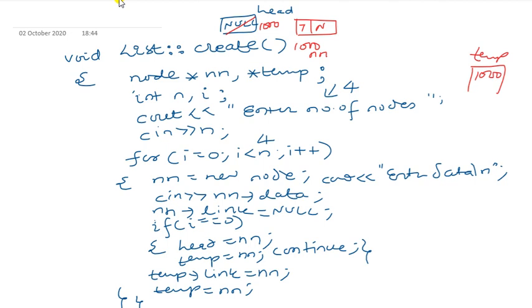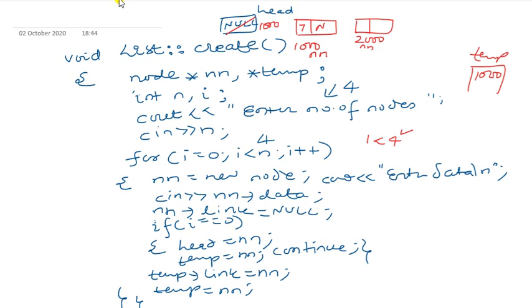These two statements will be skipped, bypassed because of this continue statement. Then what will be the value of i? i will be 1. So 1 less than 4, it is true. So again we go back, again we create a new node. Okay, this is your nn now. Let's say it is 2000.